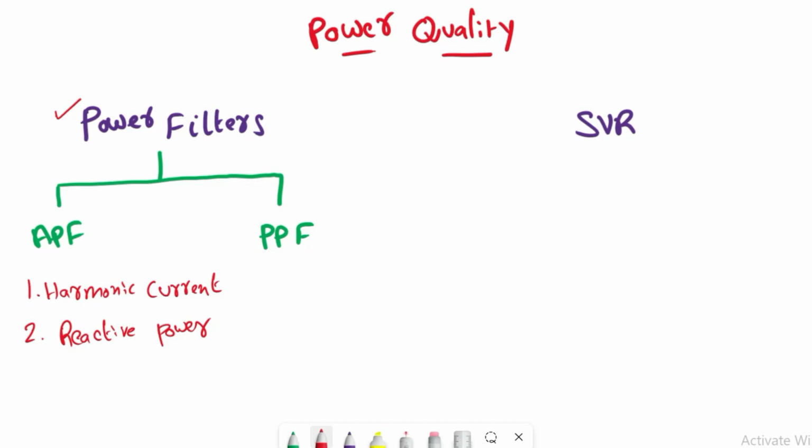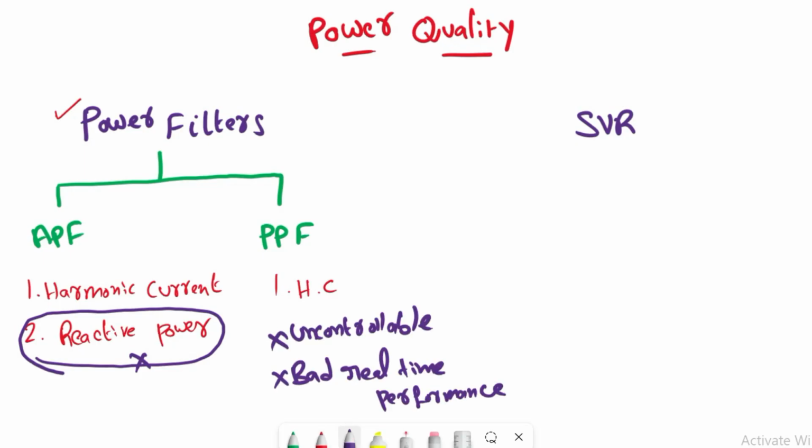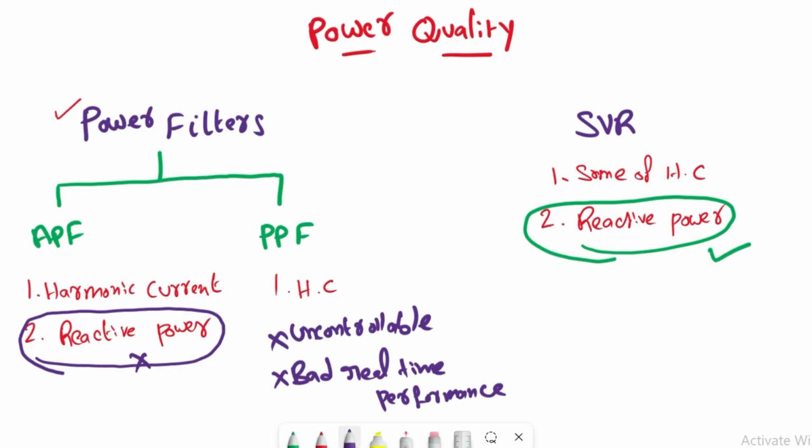This method is much more adaptive and good at real-time application, but it is more expensive than the static var compensator in reactive power compensation. When coming to the passive power filter, it can mitigate some of the harmonic currents, but it is uncontrollable and also has bad real-time performance. And when coming to static var compensator, it can mitigate some of the harmonic currents and also compensate reactive power in a great amount, and it can weaken the three-phase imbalance of the microgrid. That is another advantage. More importantly, it is cheap in reactive power compensation. However, it is uncontrollable in harmonic current mitigation.